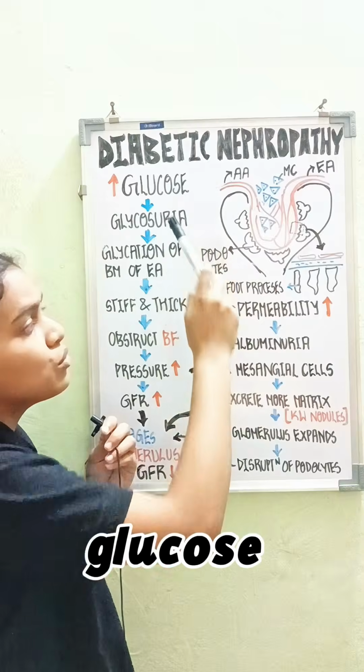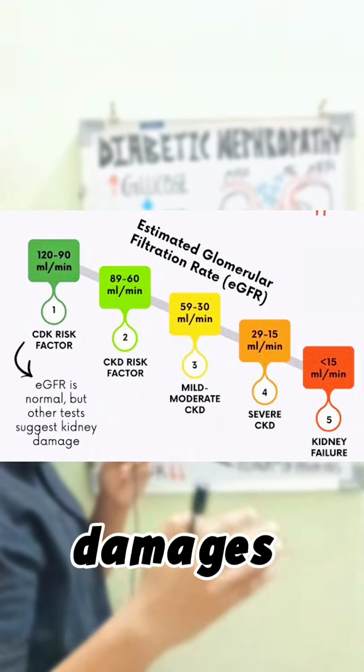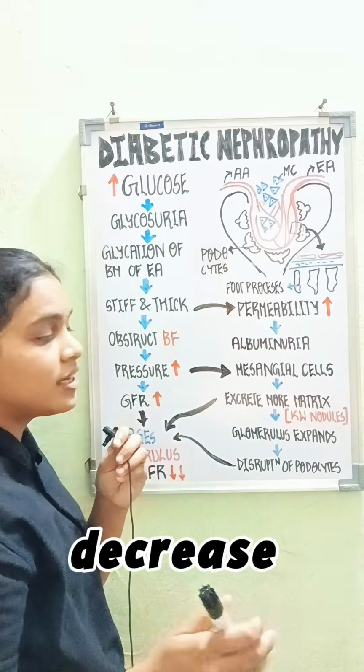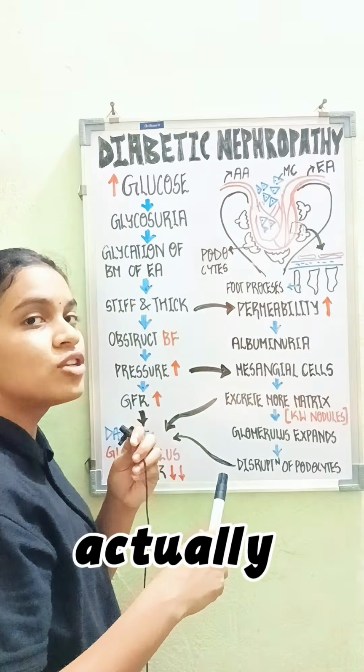Now because of the excess glucose, there are structural changes of the nephron over a long interval which gradually damages your glomerulus and there will ultimately be a decrease in the GFR, which will result in low urine output. This is what actually occurs in diabetic nephropathy.